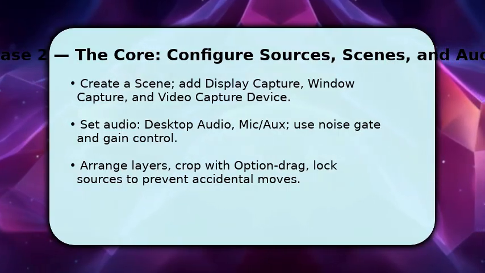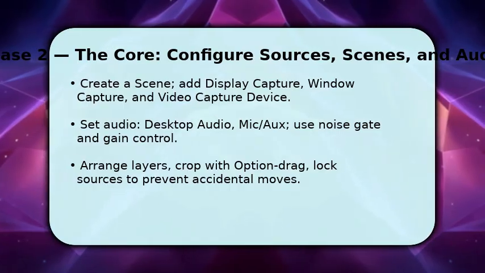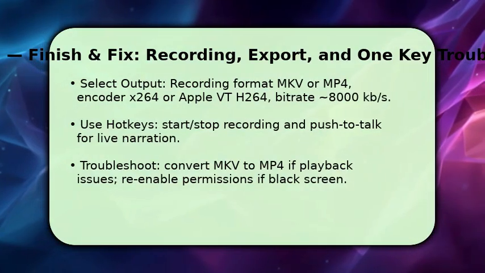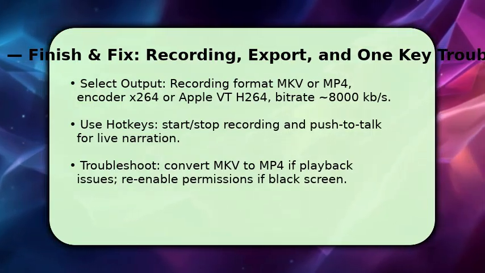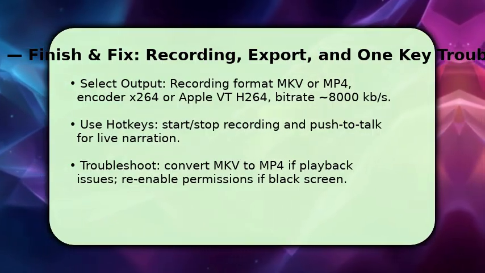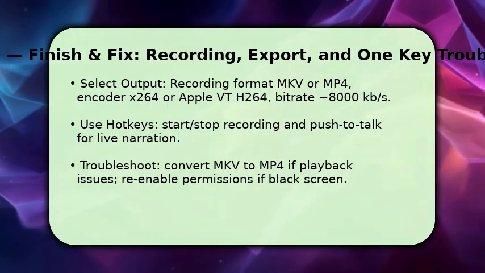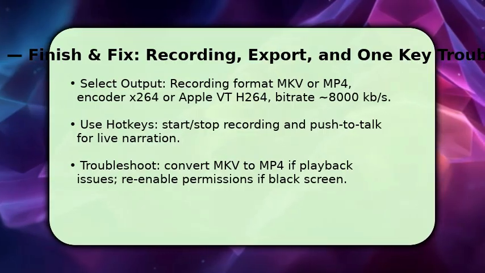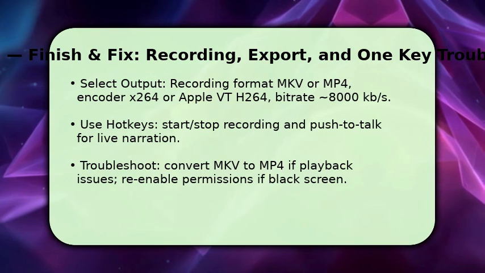You're ready to record. Set output to recording with MKV (safer) or MP4, choose an encoder, x264 or Apple VT H264, and target a bitrate around 8000 kb/s for crisp captures. Assign hotkeys for start/stop, and use push-to-talk for controlled narration. After recording, remux MKV to MP4 with OBS if you need broader compatibility.